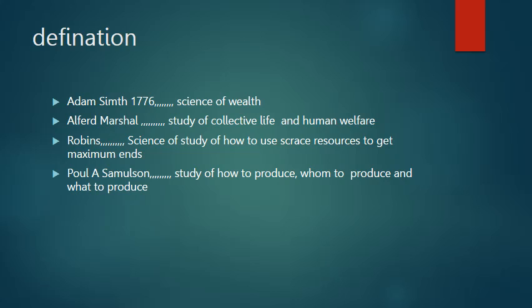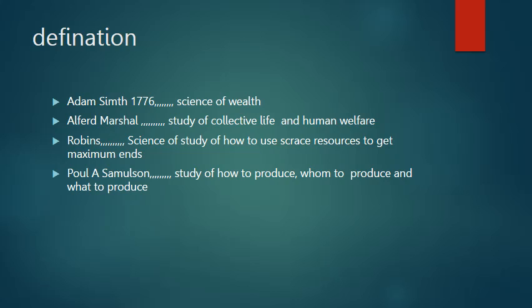And after that, Alfred Marshall gave a revised definition of economics. He said that economics is the study of collective life and human welfare. After the definition of Alfred Marshall, the criticism from the church was thwarted. The positive thing from Alfred Marshall was that the criticism, especially that from the church, was thwarted.